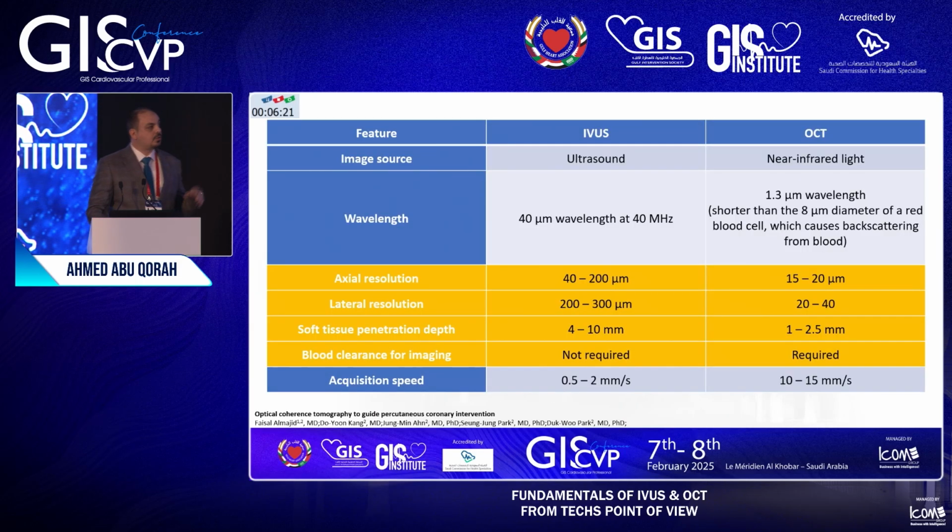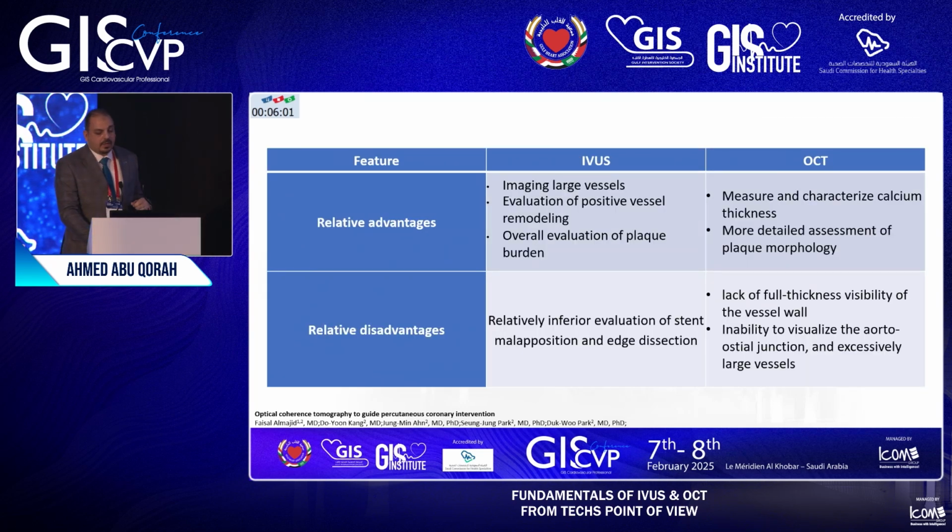Comparison between IVUS and OCT. The most important thing to know is that OCT has much higher axial and lateral resolution than the IVUS, and the IVUS can penetrate more in the tissue than OCT. Also, IVUS has no need for blood clearance, while it's a must in OCT. Advantages of IVUS: it gives you the ability to image large vessels, evaluate vessel remodeling, and overall evaluation of plaque burden. While the disadvantage is a relatively inferior evaluation of stent malapposition and edge dissection.